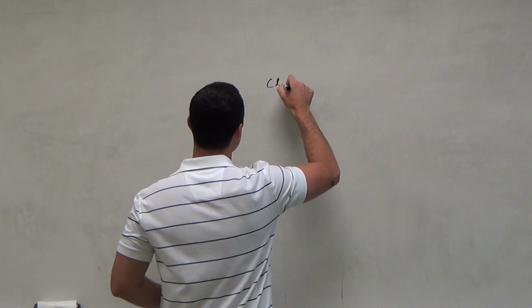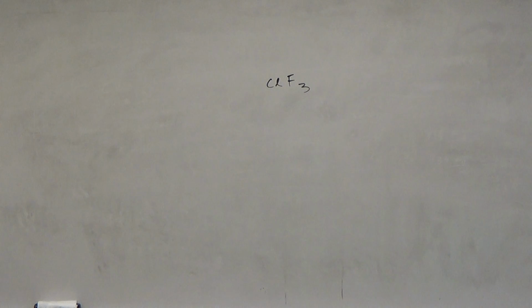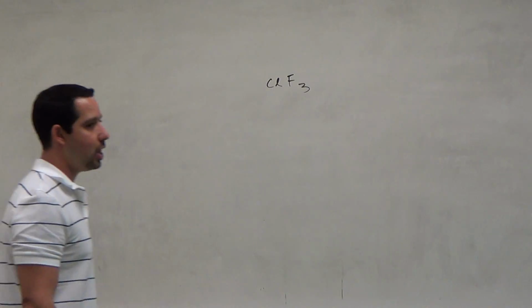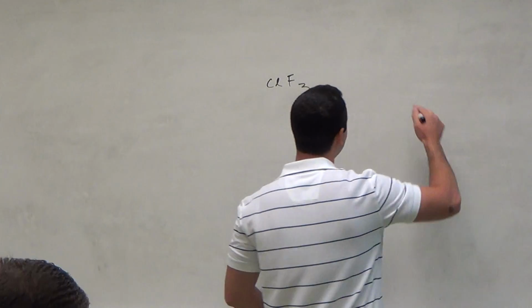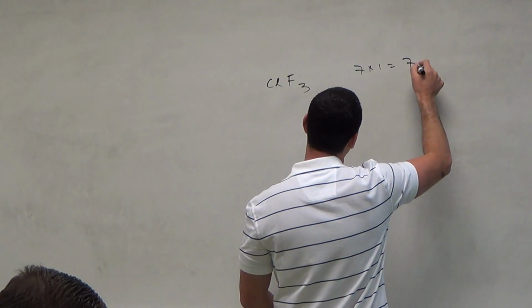So let's do ClF3. In order to find the molecular shape or the hybridization or the electron geometry of something, what do we have to do? Lewis dot structure. You cannot do hybridization without the Lewis dot structure. So, Cl. Valence electrons, how many for Cl? 7. There is only one of them, so that's 7.